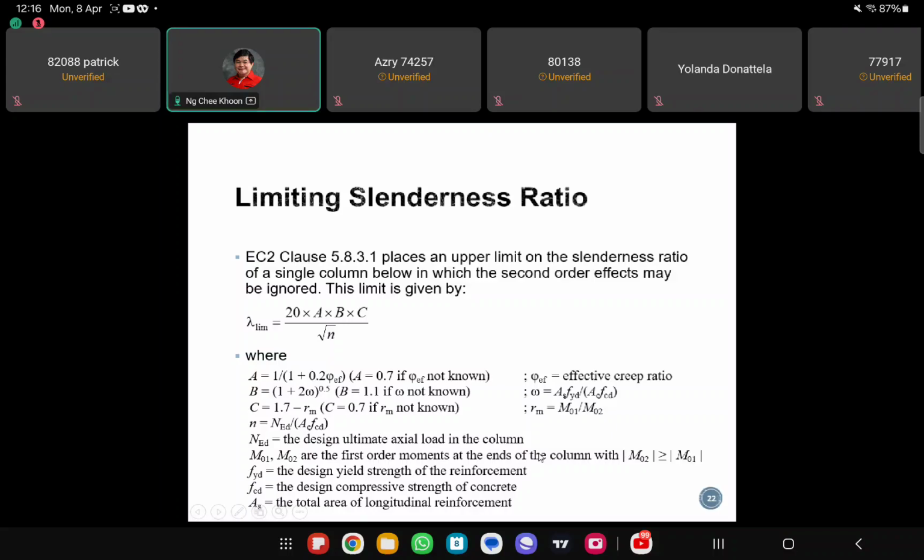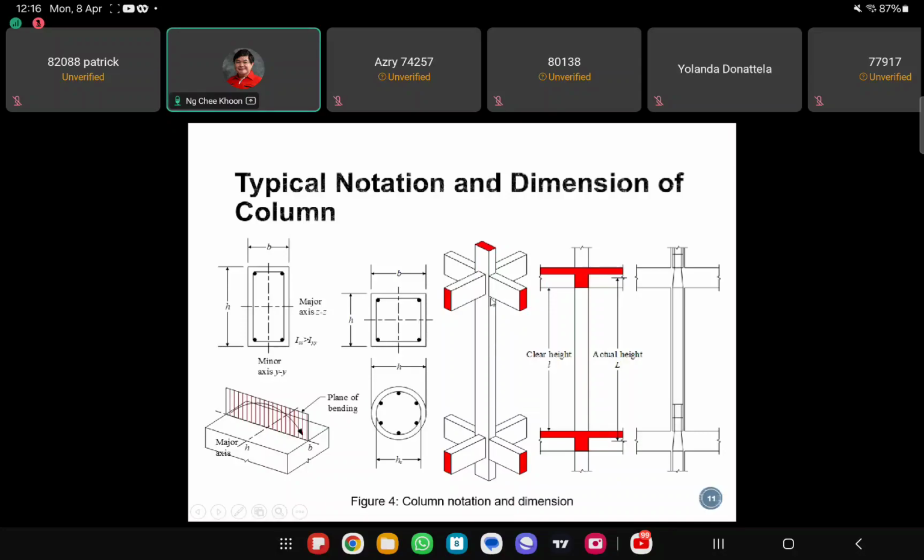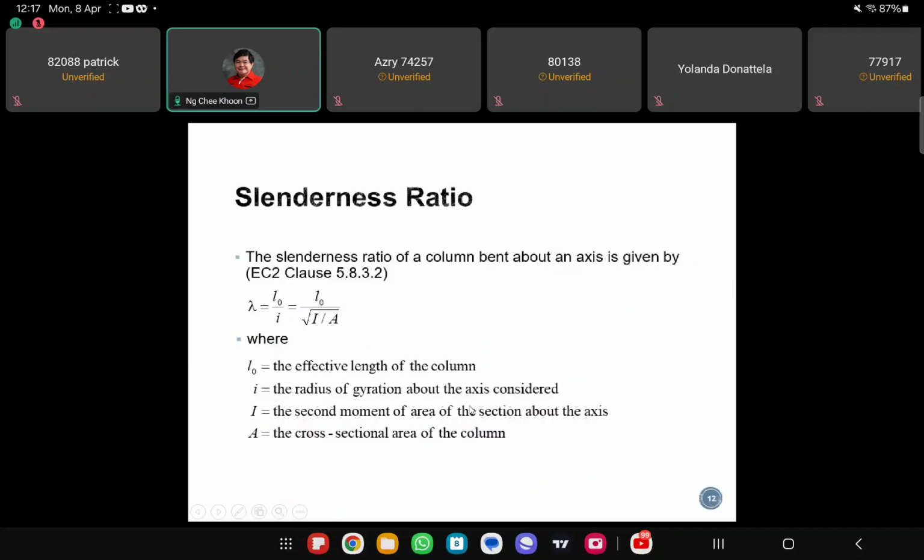So you have a column with two ends. Definitely there will be two moments, right? Take for example this column here. You have the top end and the bottom end. So normally M01 refers to the smaller moment at that end, and if the moment on top here is larger, then you call this M02, right, in terms of magnitude.